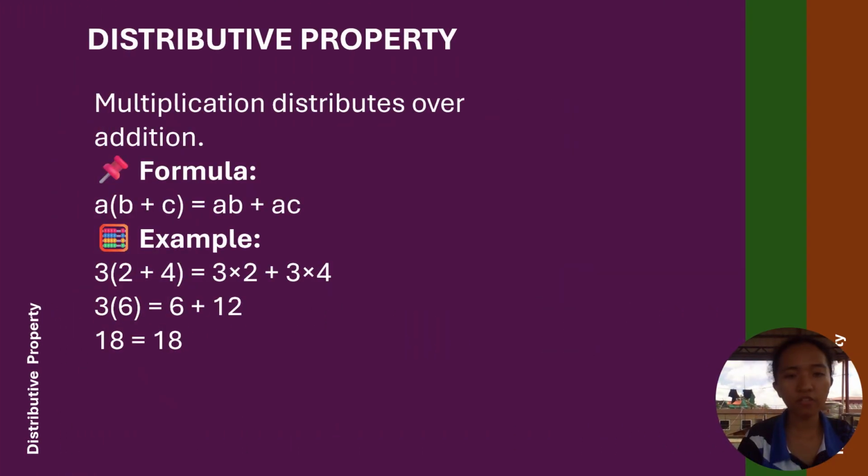Next is the distributive property. Multiplication distributes over addition. In the formula given, a times the quantity b plus c is equal to ab plus ac. We simply distribute a to b and c. In the example given, we distribute 3 times 2, then 3 times 4. So that's why it is equal to 6 plus 12, and the answer is 18.